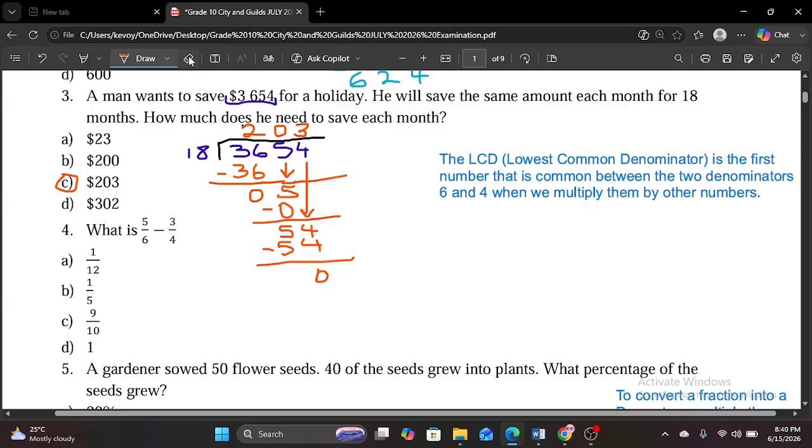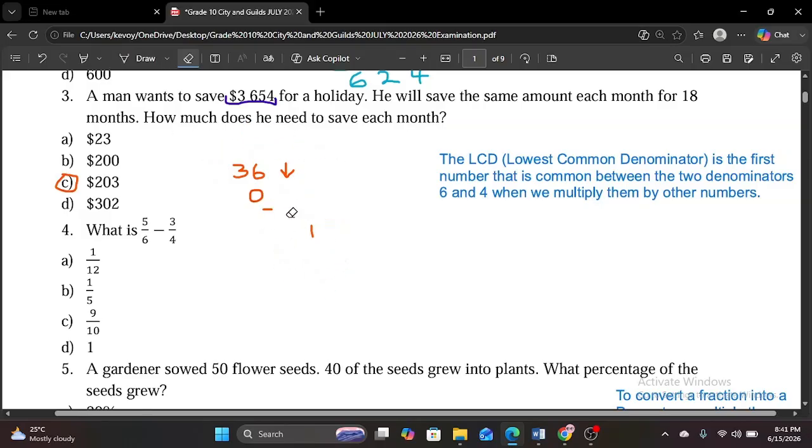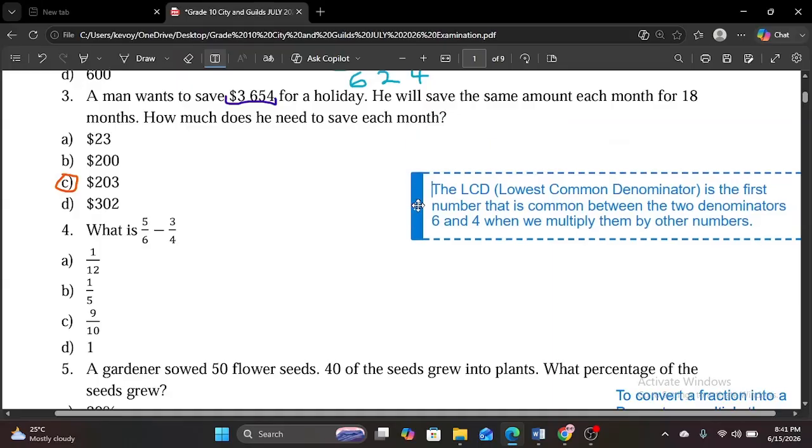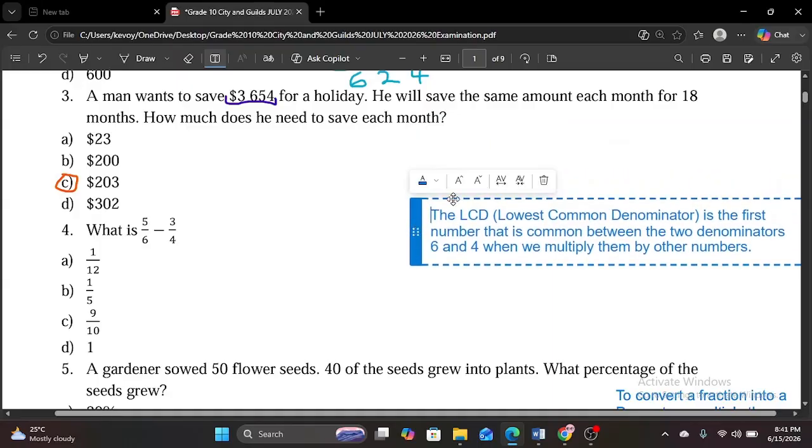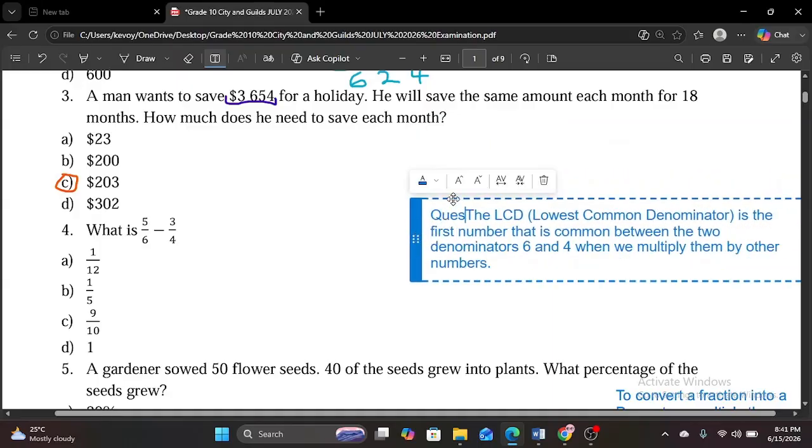Okay, now that we have done that, we're just going to quickly erase this so we can have the space. All right, so we're going to go to question 4. And I'm going to bring this down so we can see it clearly for question 4.